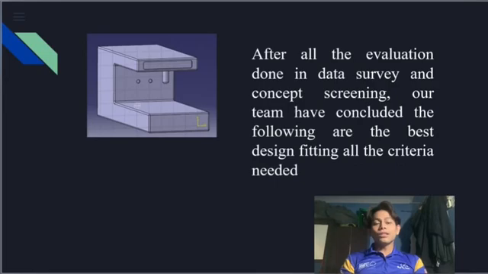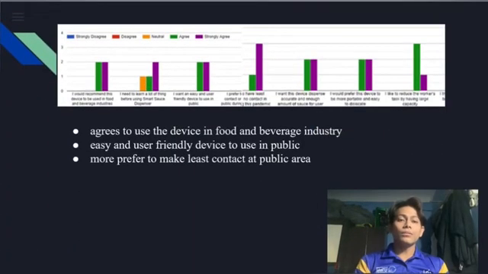After all the evaluation done in the data survey and the concept screening, our team has concluded the following are the best design fitting all the criteria needed. We use CATIA software to design the product. After that, we go through task analysis of this project. We found that the user agrees to use the device in the food and beverage industry, that it is an easy and user-friendly device to use in public, and they prefer to make least contact in public areas since the pandemic happened.